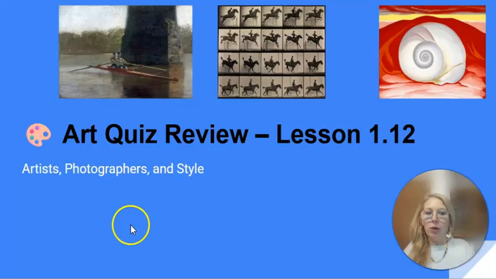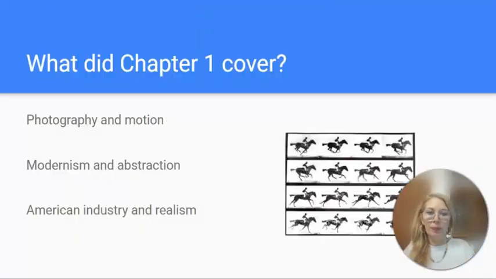So this week we are doing a review over Unit 1. You have your Unit 1 quiz on Thursday. So what did Chapter 1 cover? Well, we covered photography in motion, modernism and abstraction, American industry, and realism.